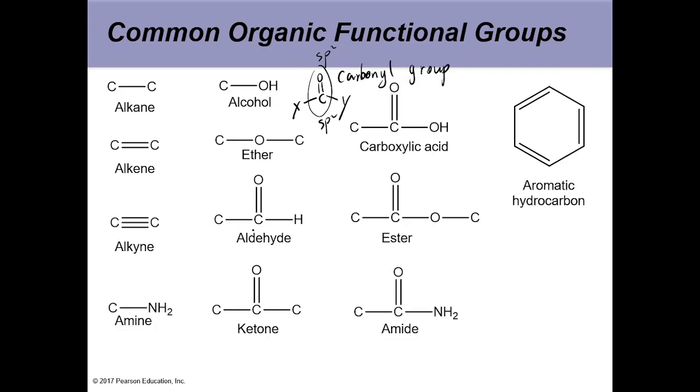For example, if one of the attachments on this carbonyl carbon is hydrogen, could be one, could be two, then we say this is an aldehyde. The simplest aldehyde, the smallest aldehyde obviously, is formaldehyde, which is this one. Now, this is also an aldehyde.